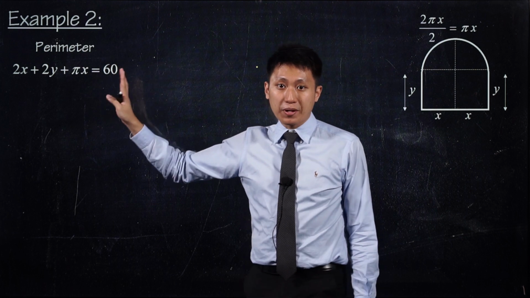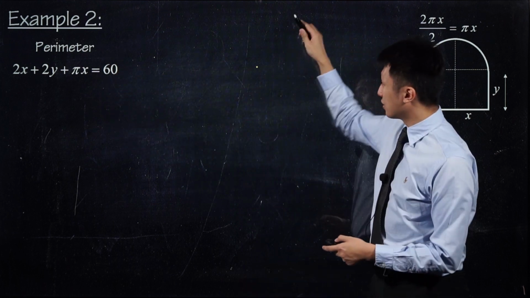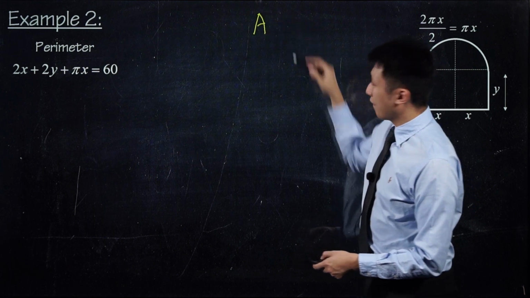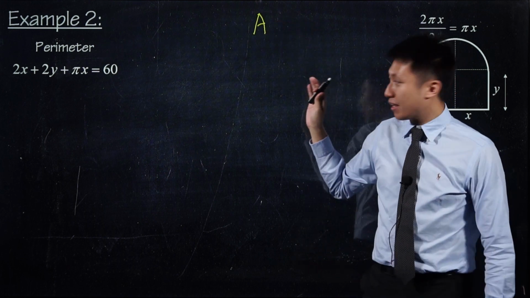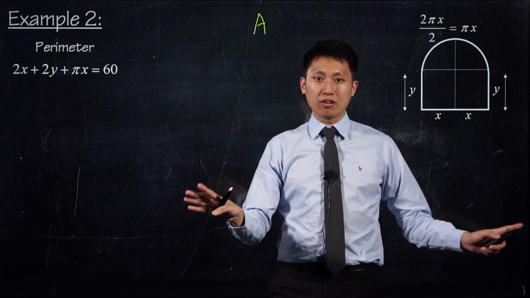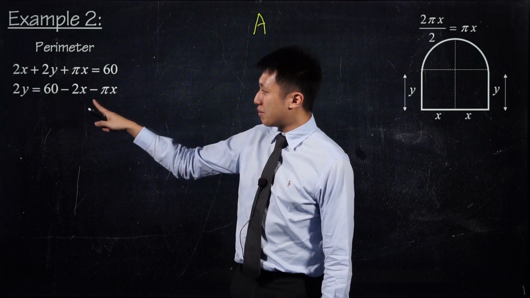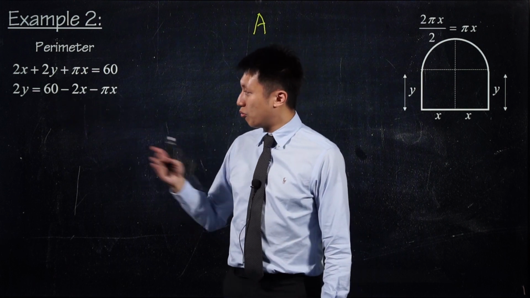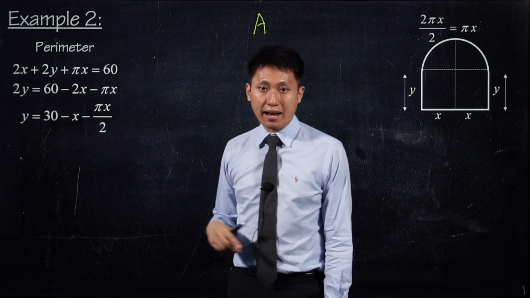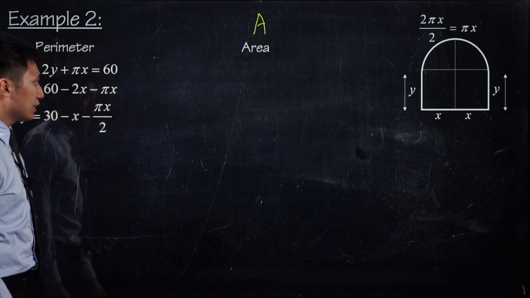From here I need to substitute into the A later on, so I can only have one variable. So I put y on one side and x on the other side. So 2y is equal to 60 minus 2x minus pi x. Then y is equal to 30 minus x minus pi x over 2. Okay, great.